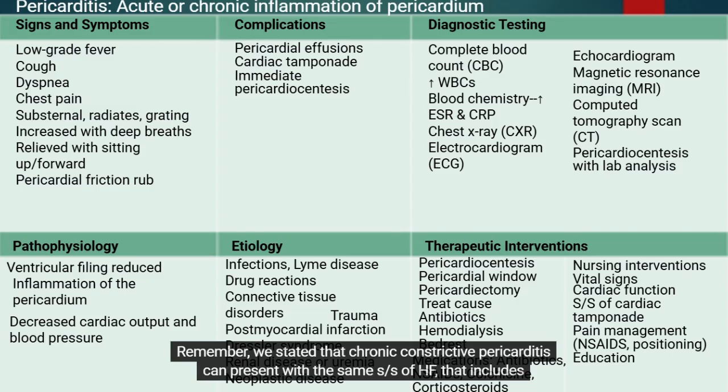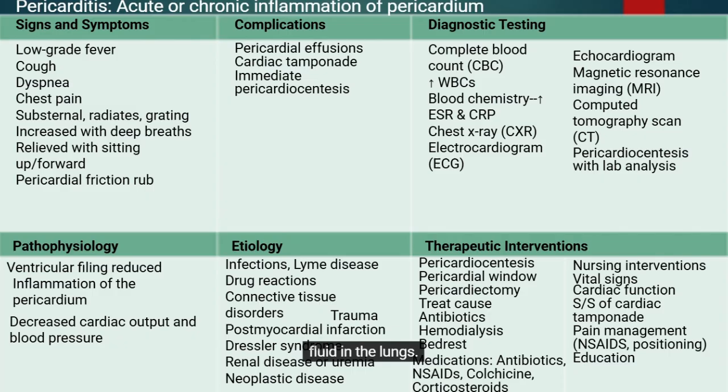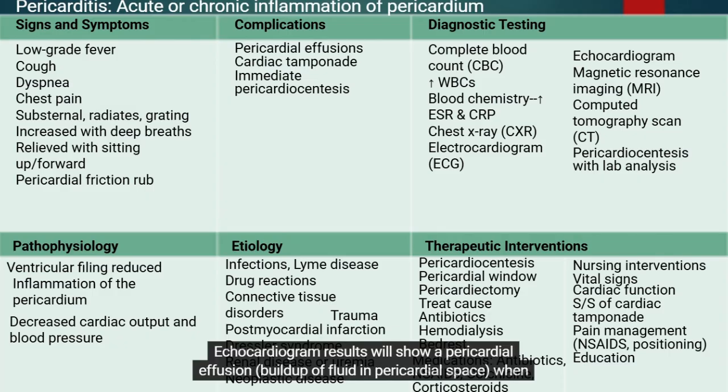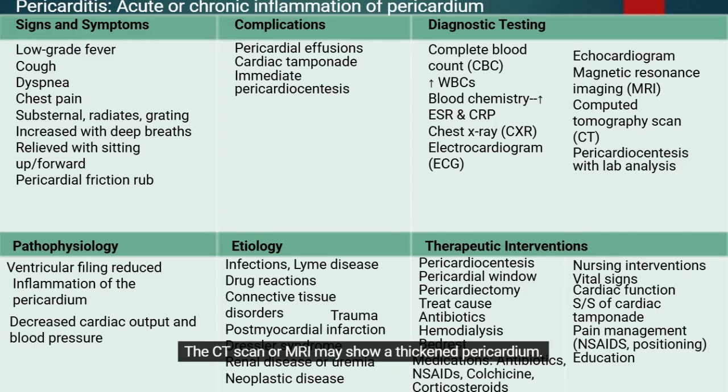Remember, we stated that chronic constrictive pericarditis can present with the same signs of HF that include fluid in the lungs. Echocardiogram results will show a pericardial effusion, buildup of fluid in the pericardial space, when present.